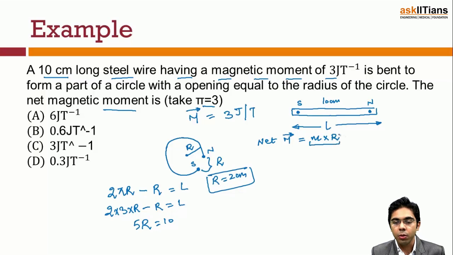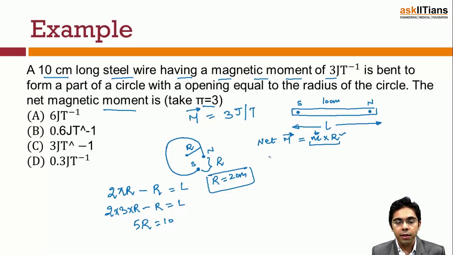What do we know? We know that R is 2 centimeter. We have found this out. And what we don't know is small m, the pole strength. So our aim is to find out the pole strength.